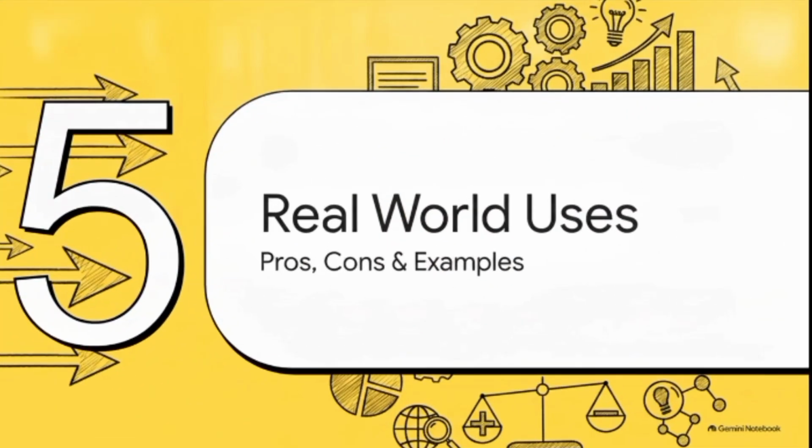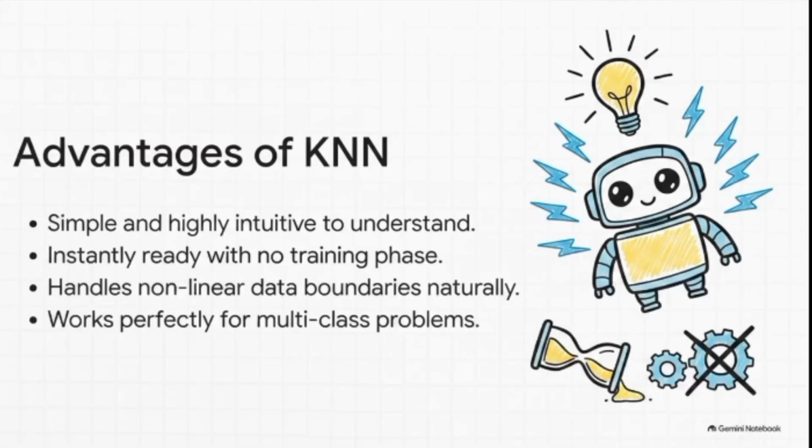So let's look at some real-world applications. Where do massive companies actually use this logic? First, let's talk about why they love it. What's really interesting here is that second point, no training phase required. Because KNN simply memorizes the data, it is instantly ready to use the very moment you store the data. There is no waiting around for hours while a computer crunches some abstract mathematical model. It's incredibly simple, it naturally handles weird nonlinear data boundaries, and it can effortlessly tackle problems where there are tons of different categories to choose from.